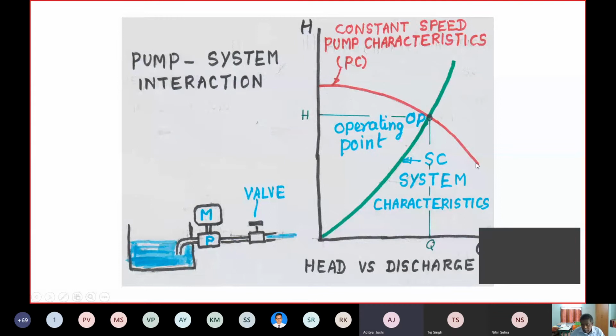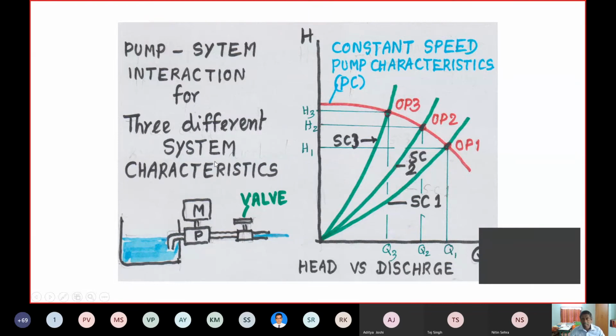So you have the system characteristics, you have the pump characteristics, and both will intersect at a point. When this pump works now, it will produce a head equal to H and a discharge equal to Q, given by the intersection point.